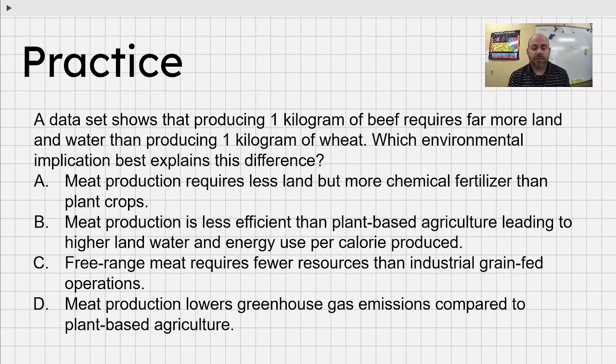Free-range meat requires fewer resources. It doesn't. It requires more. Meat production lowers greenhouse gases. No, it doesn't. B is the correct answer because the other ones are wrong. Again, I like this question. I think it's a good question, but sometimes it is good to read all the choices.